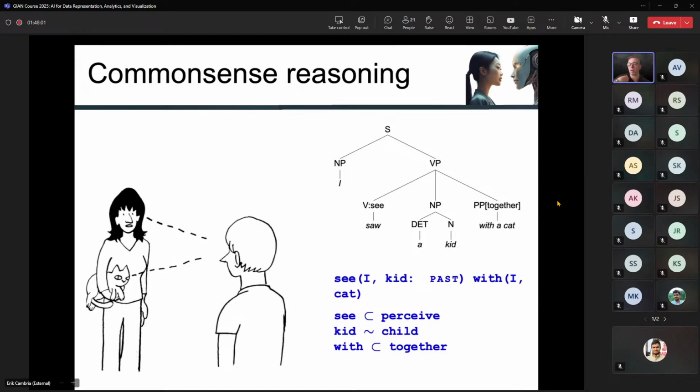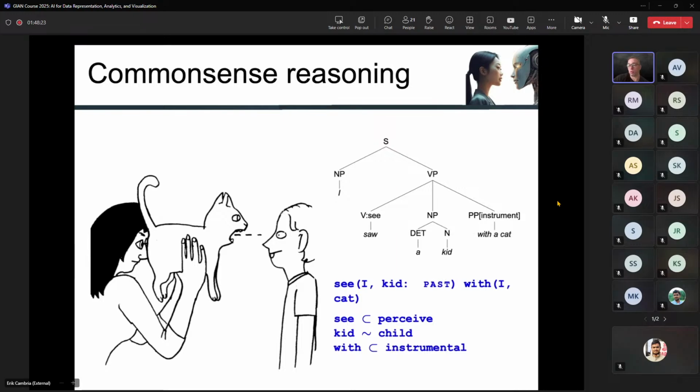If I say that I saw a kid with the cat, it must mean that I saw a kid that was holding a cat. But in theory, this could also be an option: with the cat doesn't specify that it's the kid that has the cat. I could be the one holding the cat. With, as you know, is also used as an instrument. So I never thought of this option, that I would use the cat as an instrument to see. But if you don't have common sense or an ontology that tells you that the cat is an animal and not an instrument, then this could also be a plausible possibility.